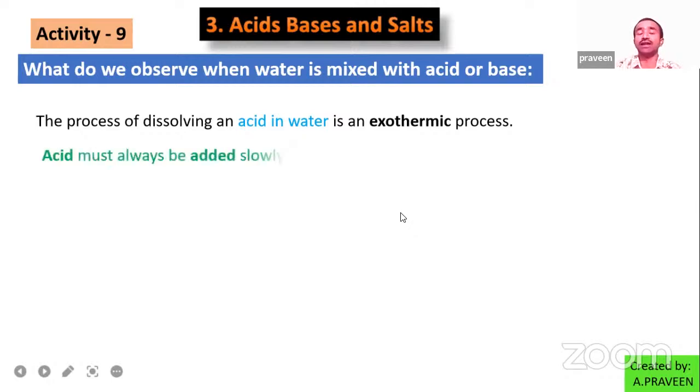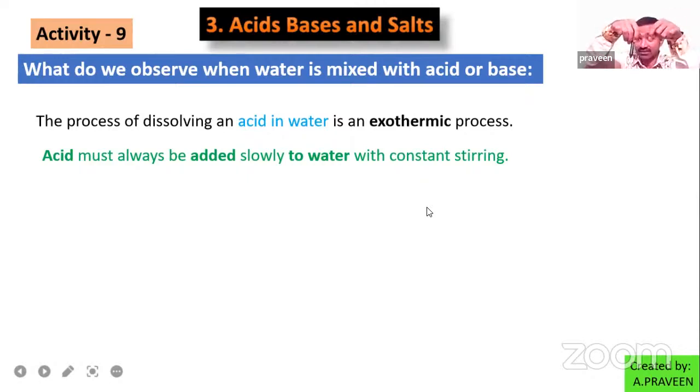What happens when acid is added? It releases energy. So we always suggest that you must add acid into water, but not water into acid. Right? So always add acid into water. Clearly, acid must always be added slowly to water. Then one more thing we do is stir the liquid while adding, stirring the water constantly. That is the correct way.